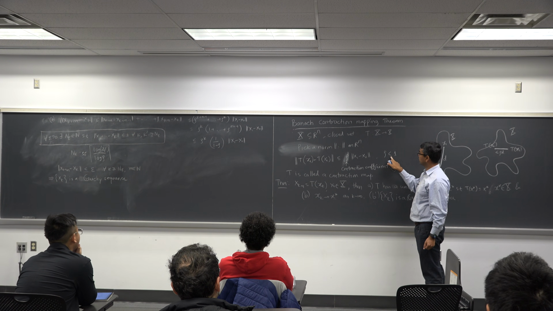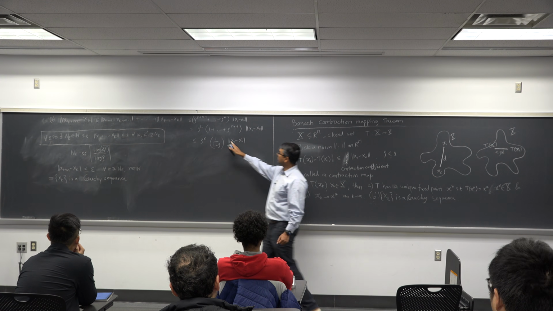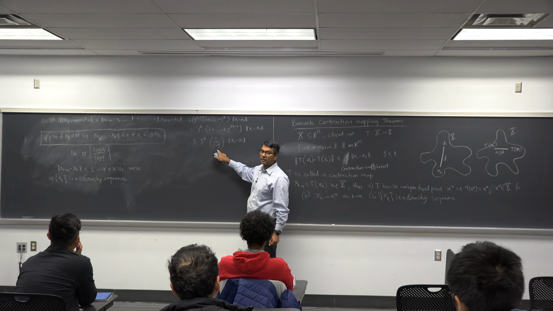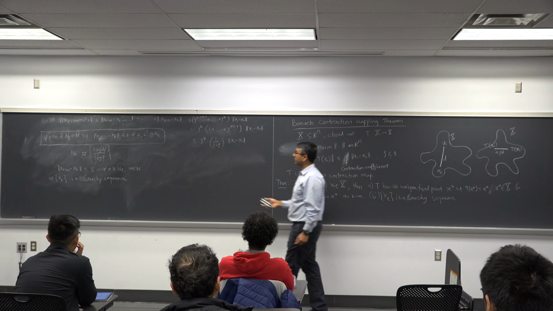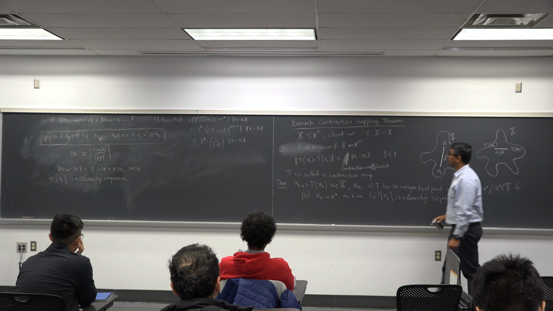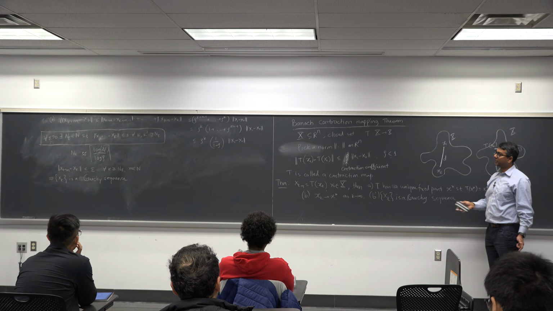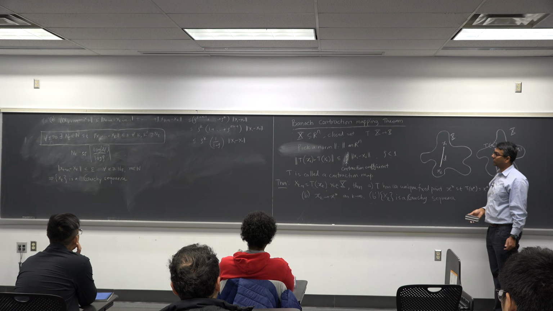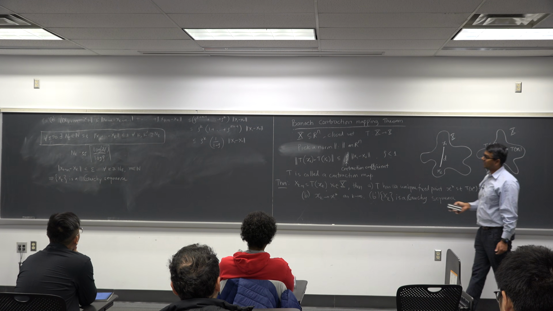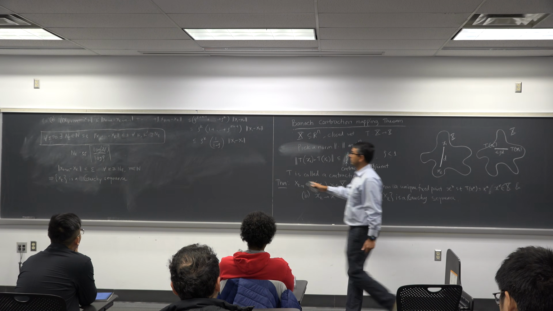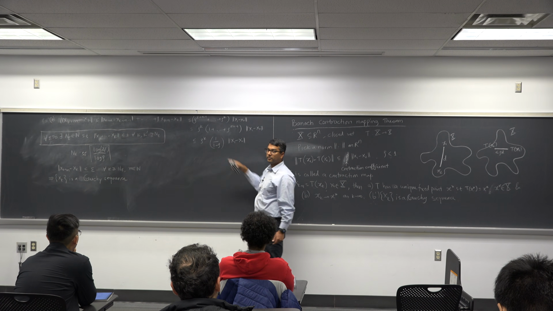The reason why it has to be strictly less than 1 is because this summation is only valid if rho is less than 1. Otherwise, this summation is not valid. You don't have convergence of a geometric series if rho is greater than or equal to 1. But if rho is less than 1, then you can have this inequality.